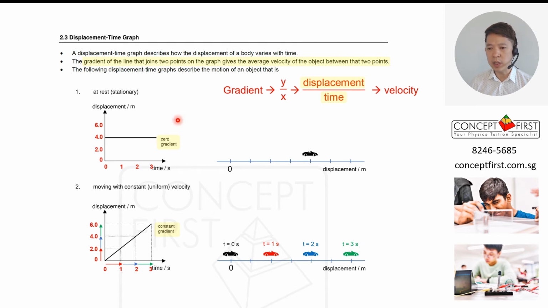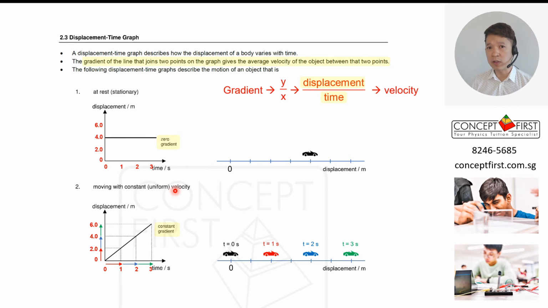Now recall, gradient gives me velocity. 0 gradient, 0 slope. Slope is another word for gradient, therefore corresponds to 0 velocity. That is why at rest, like in this picture. Now when it comes to displacement, it's useful that you try to imagine that the object itself is on a gigantic ruler on the floor and is moving along this ruler to and fro.